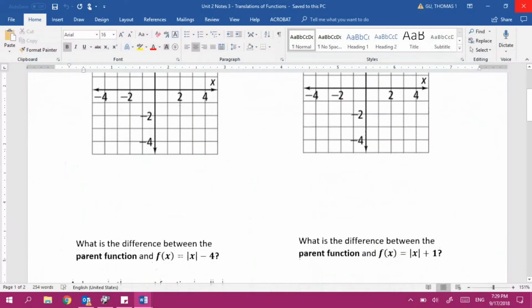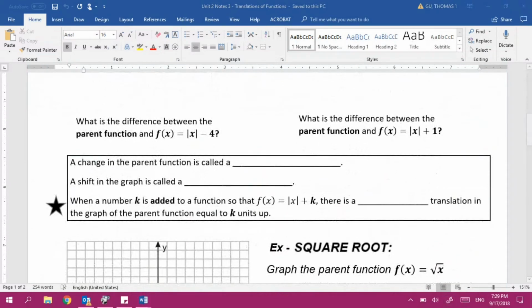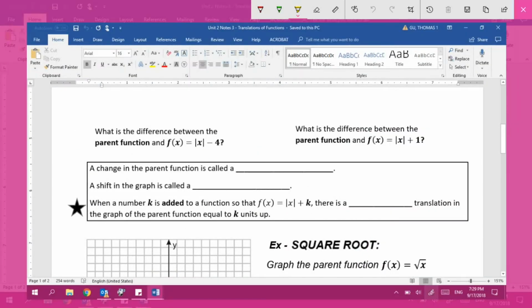So now let's take a look at some definitions. A change in the parent function. Remember, we're always comparing to the parent function. A change in the parent function is called a transformation.